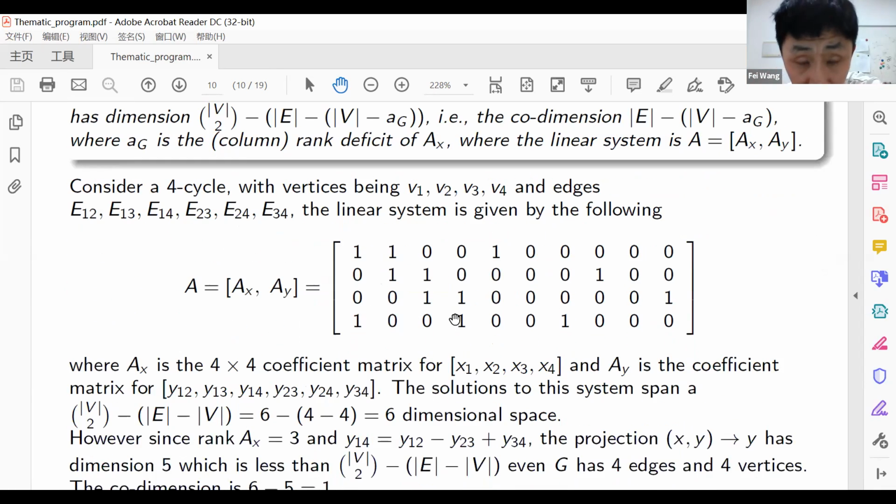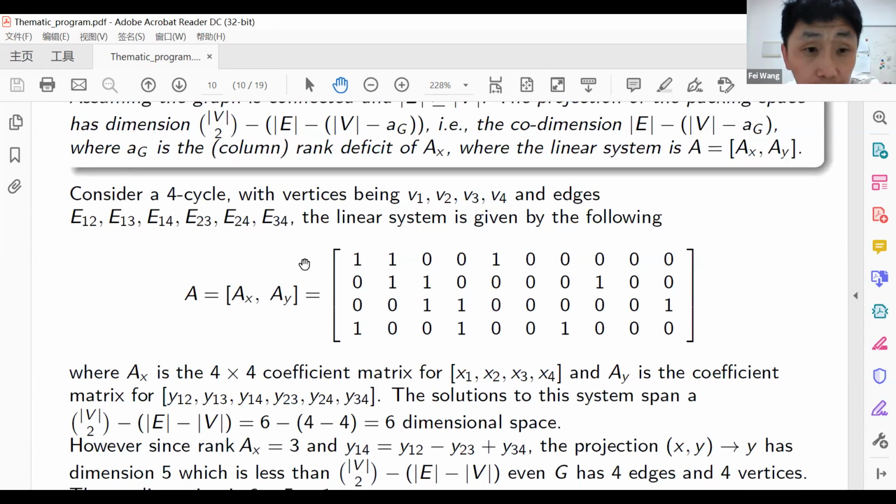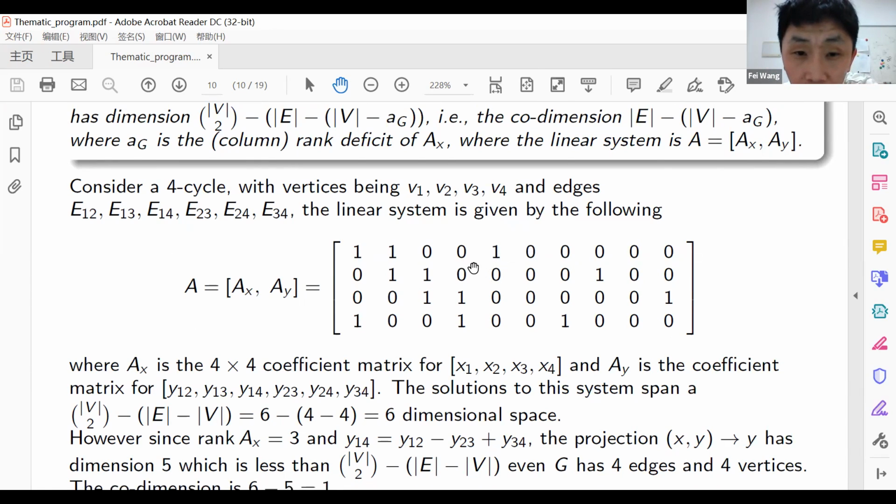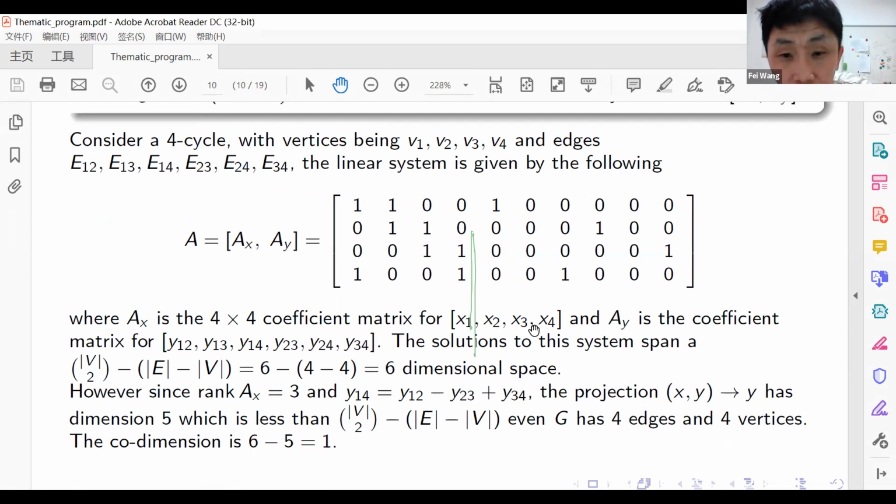So let's look at an example to make it clear. Consider a 4 cycle with the vertices being v1, v2, v3, and v4, and edges being this. So it's a cycle, right? So the linear system is given by this. You can see here, on the left, this is my Ax, and on the right is the Ay. So Ax is the 4x4 coefficient matrix for x1, x2, x3, and x4. And Ay is the coefficient matrix for these y's.